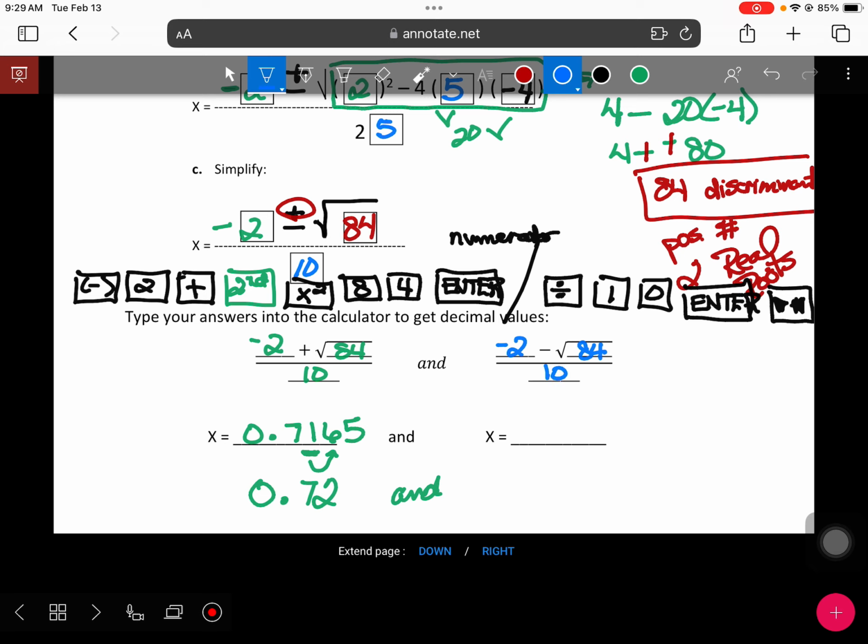So you're going to start the same way. You hit the negative button, 2. This time we do minus, second button. Andy, you should try this just to make sure. X squared, 84, enter. Make sure you hit enter. This is a very important one to do. Once you have everything in the numerator done, hit enter. Then divided by 1, 0, enter, and then the arrows again. And what do we get this time?